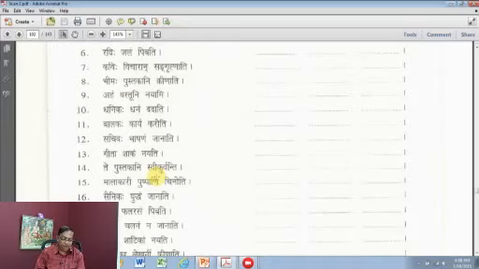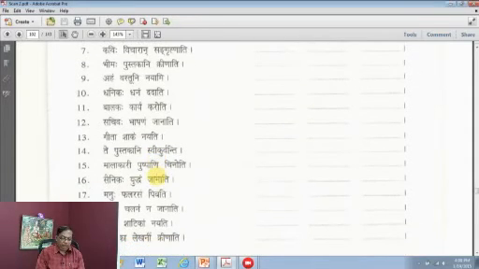14. Te pustakani svikurvanti. They are taking the books. Taihi pustakani svikriyante. Kurvanti becomes kriyante, svikriyante. Books are accepted by them. Taihi pustakani svikriyante. Yes.